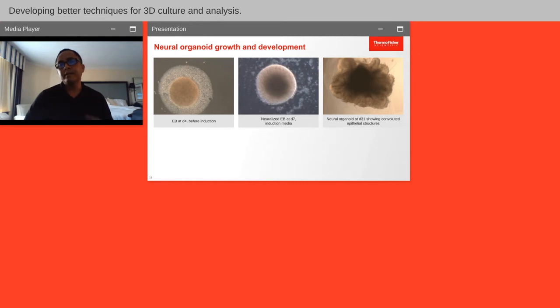The middle picture here is at day 7 after they've been in induction media for a bit. You can see a denseness starting in the middle with a defined border on the outside, showing that the cells are primed to go down that neural pathway.